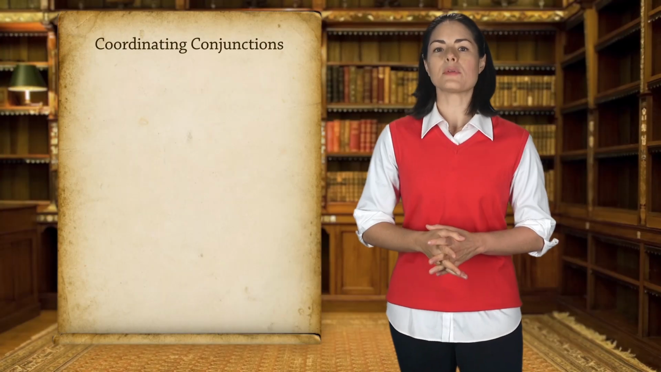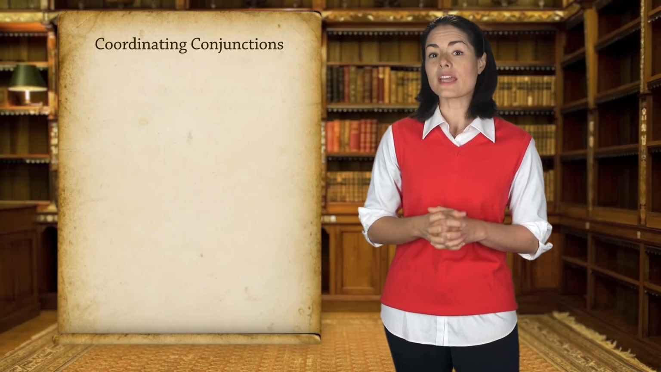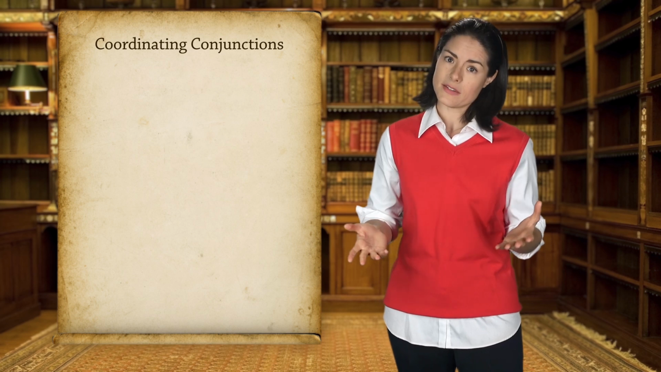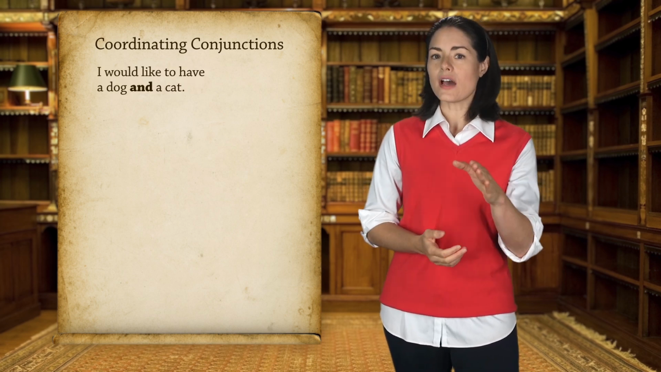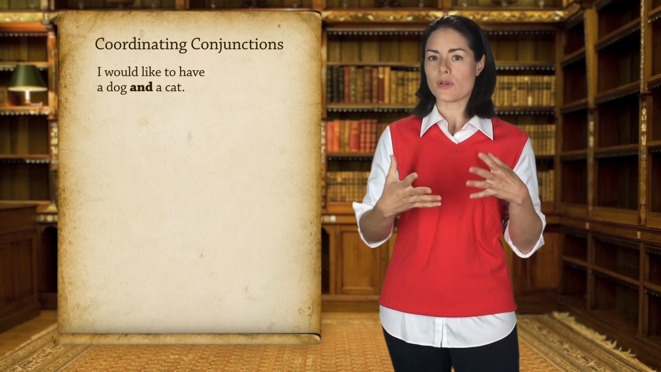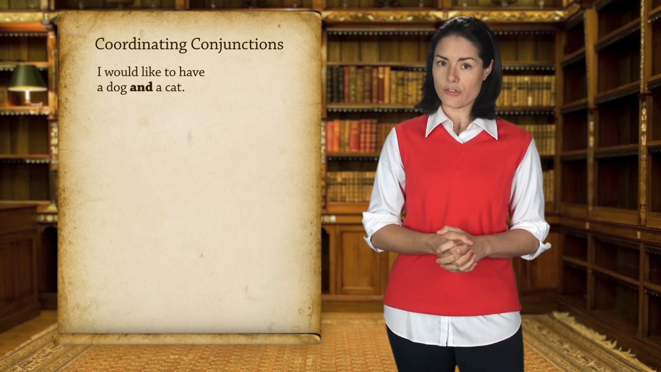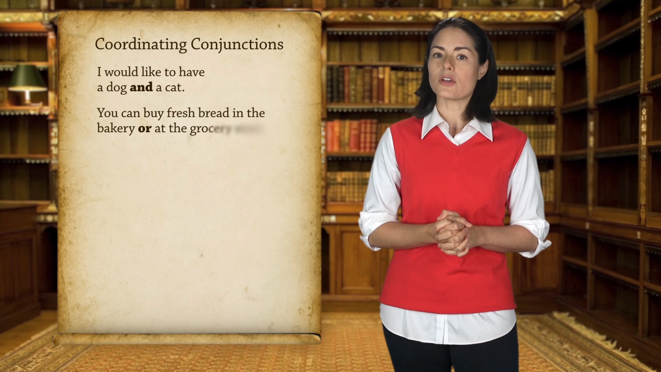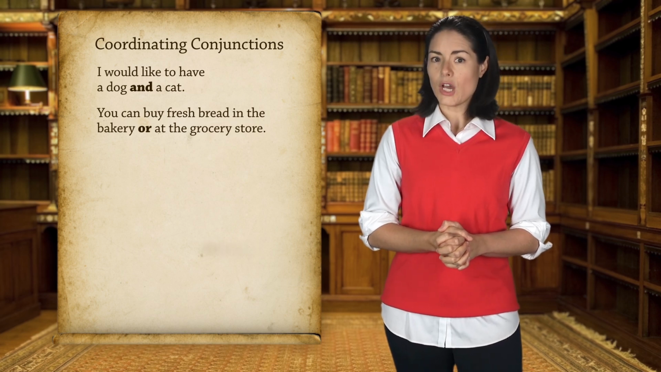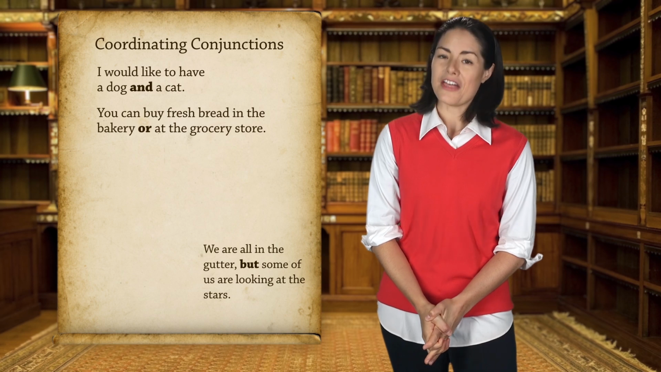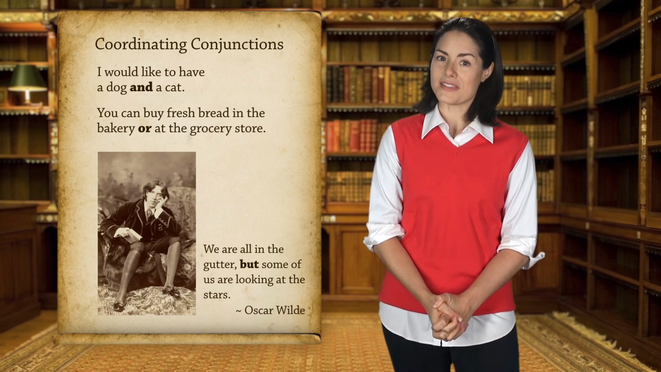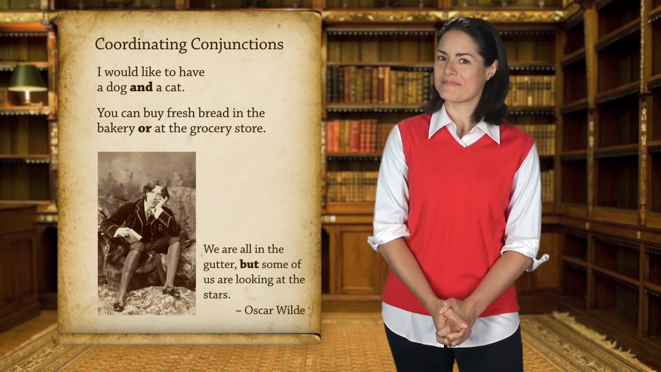We'll look at 3 examples of coordinating conjunctions to see how they can join words, phrases, or independent clauses. I would like to have a dog and a cat. Notice how the coordinating conjunctions always come between the words or phrases they're joining together. You can buy fresh bread in the bakery or at the grocery store. We're all in the gutter, but some of us are looking at the stars. That Oscar Wilde really knew how to join some independent clauses together, didn't he?